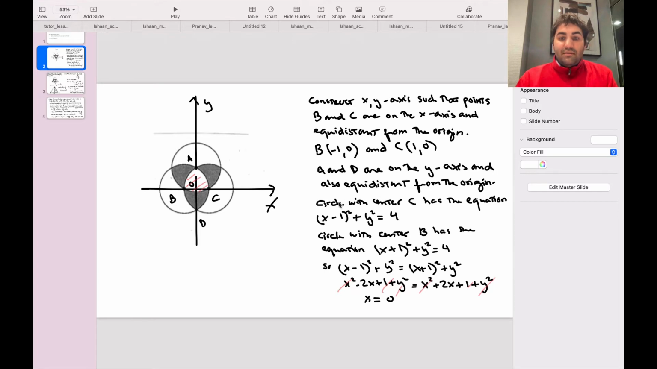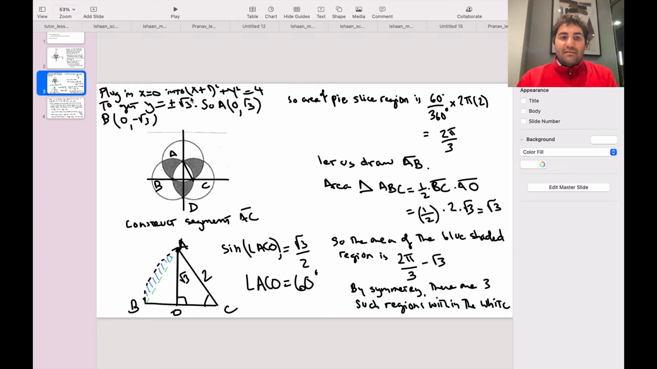We can write down the equation for a circle with center C as (x minus 1) squared plus y squared equals, well, technically it's 2 squared, which is equal to 4. The circle with center B has the equation, well, it's going to be x minus minus 1, but that turns into a plus. So (x plus 1) squared plus y squared equals 2 squared, which is equal to 4. If I set these two equations equal to each other and I simplify, I get x is equal to 0.